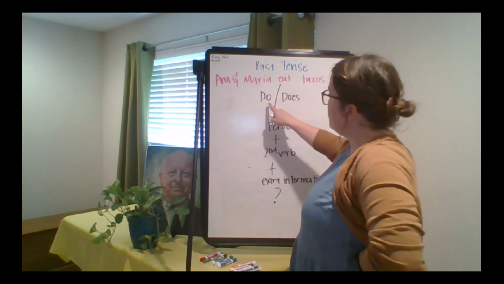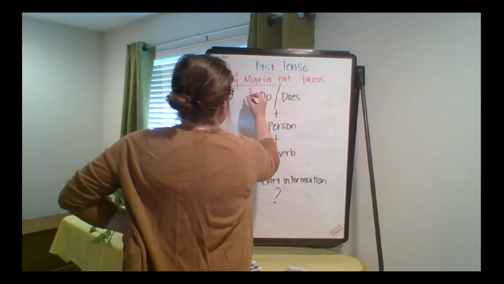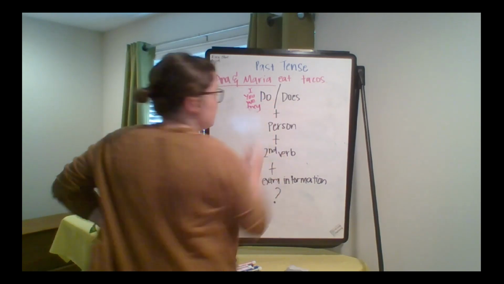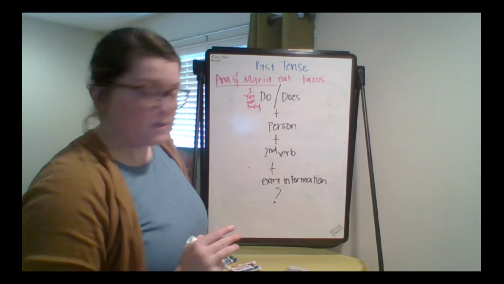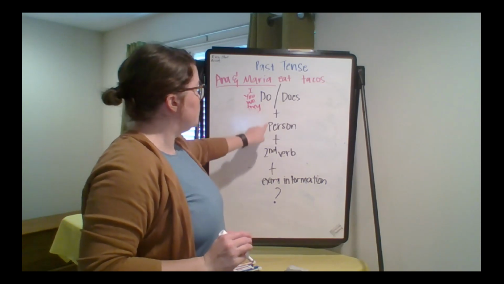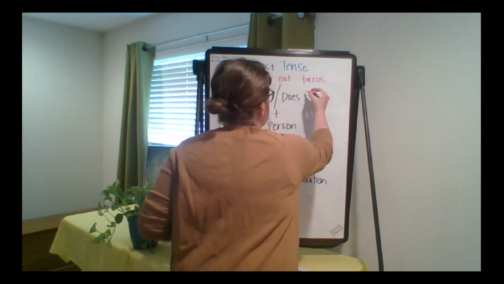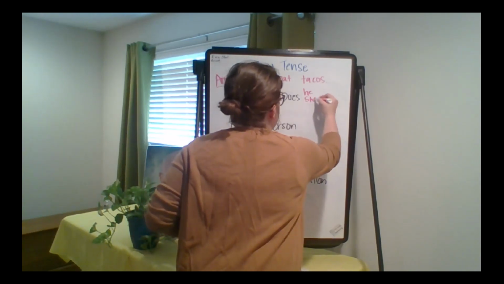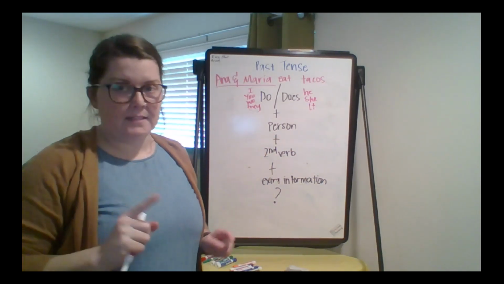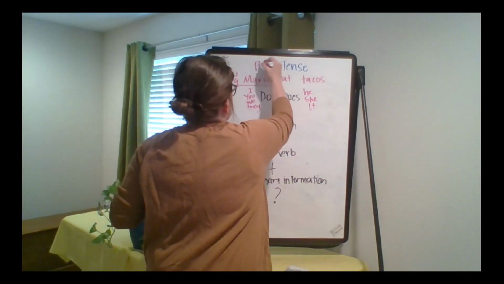Okay, so the first thing you have to decide is, are you going to use do or does? Okay, you use do if the person is I, you, we, or they. I, you, we, and they use do. So do I, do you, do we, do they. Okay? You use does if it's he, she, or it. In the present, this is not talking about past tense at this point. This is present right now.